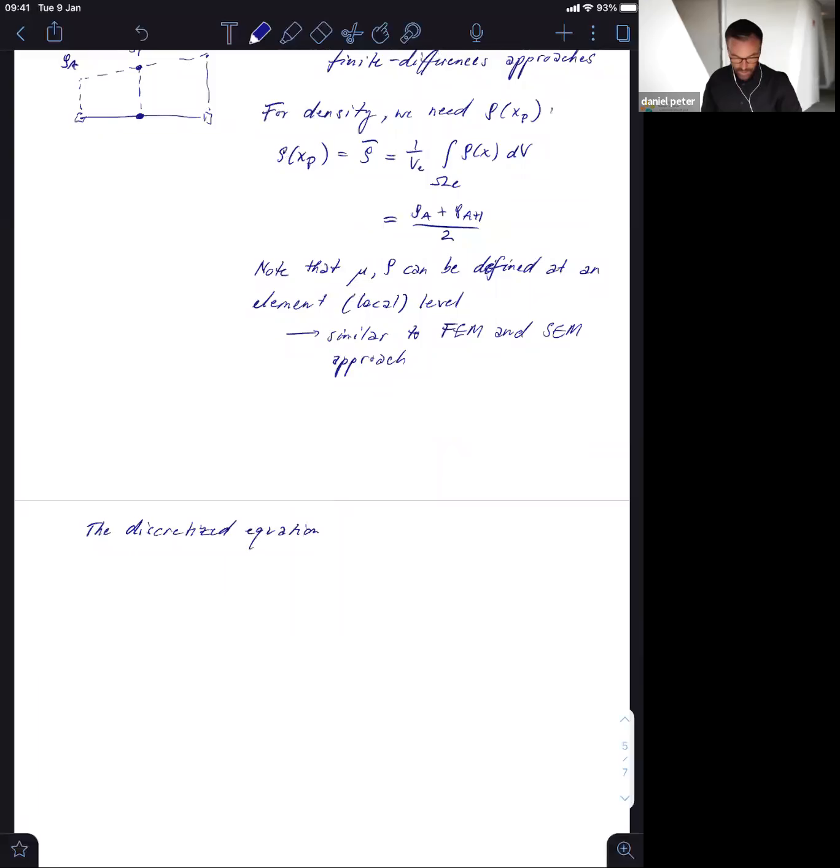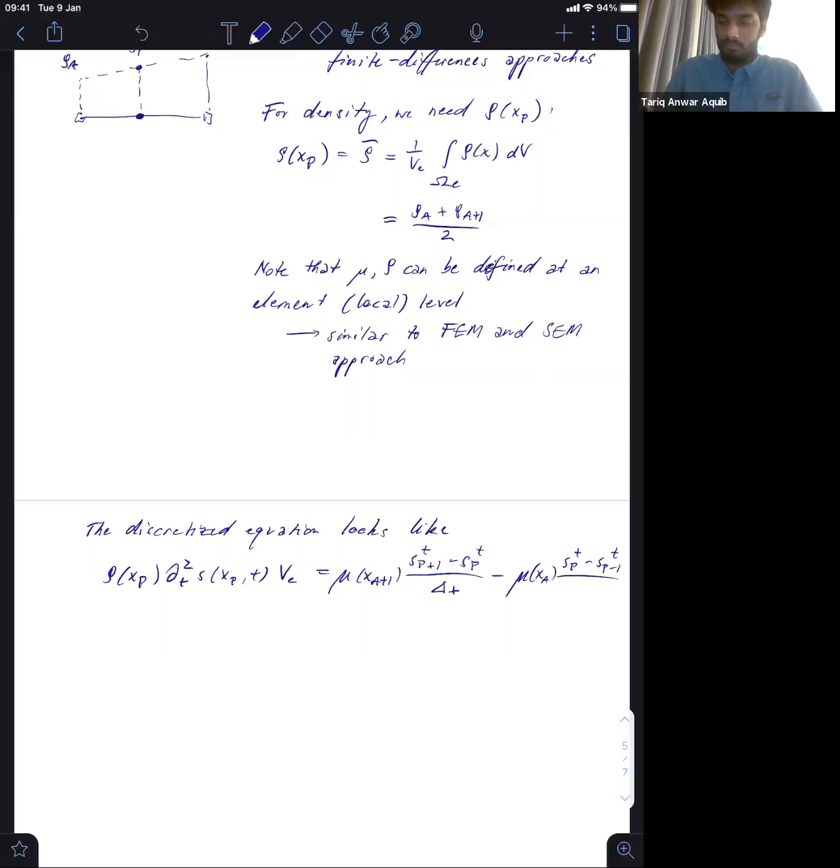So the discretized equation looks like the density at the centroid position times the acceleration of S at the centroid position times the volume is then equal to the shear modulus at x_{A+1} times our approach for the derivatives, delta plus minus mu dx_A, this approach at P minus 1, delta minus, right.